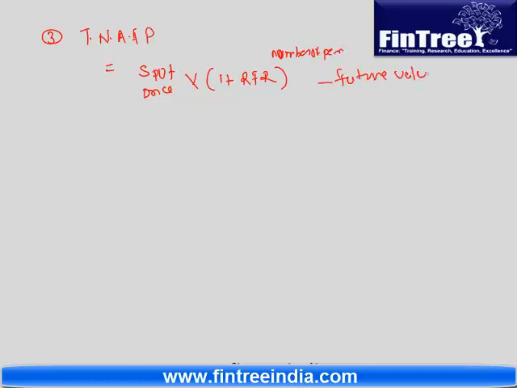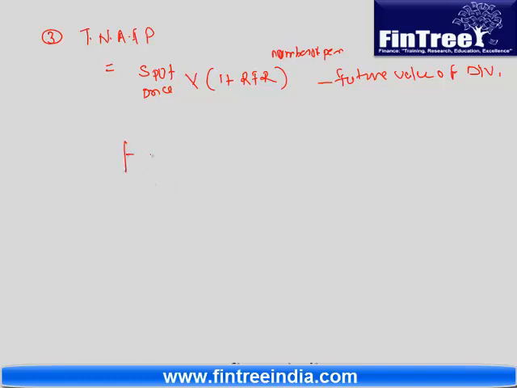Theoretical no arbitrage forward price is equal to spot price into 1 plus risk-free rate of return raised to number of periods, minus future value of dividend. Spot price into 1 plus RFR raised to number of periods, minus future value of dividend.